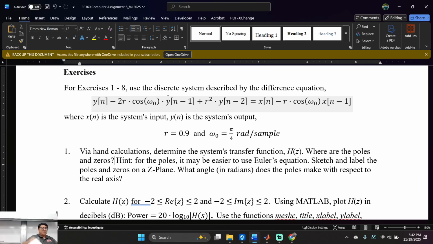Let's see if David remembers how to do z-transforms. So don't worry, I'm writing the same equation we have here: y(n) minus 2r cosine omega naught y(n minus 1) plus r squared y(n minus 2) is equal to x(n) minus r cosine omega naught x(n minus 1). Okay, is that what we got?